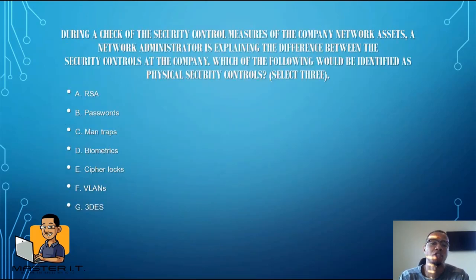During a check of the security control measures of the company network assets, a network administrator is explaining the difference between the security controls of the company. Which of the following would be identified as physical security controls? Select 3. So what do we think are some physical security controls?